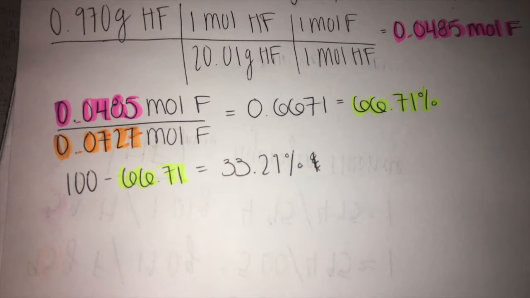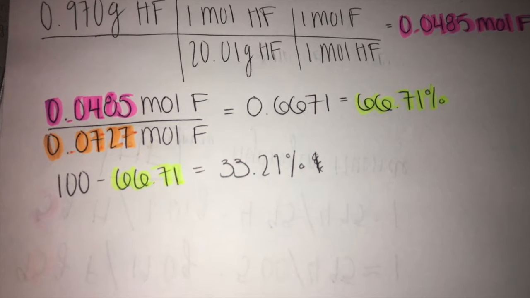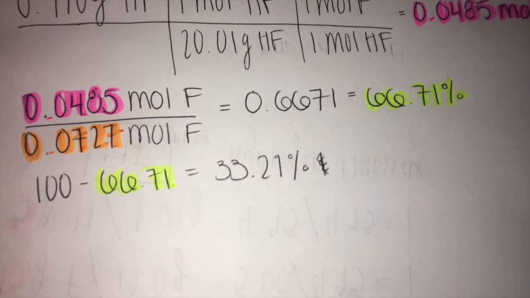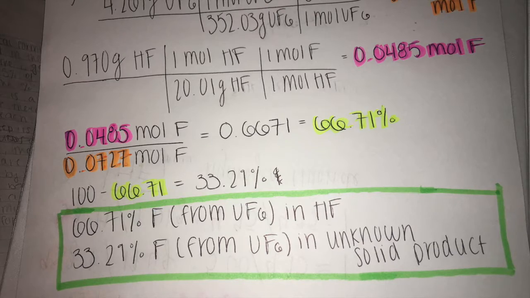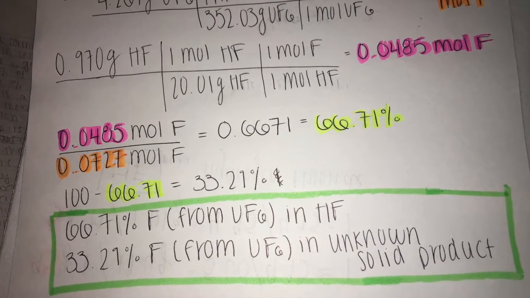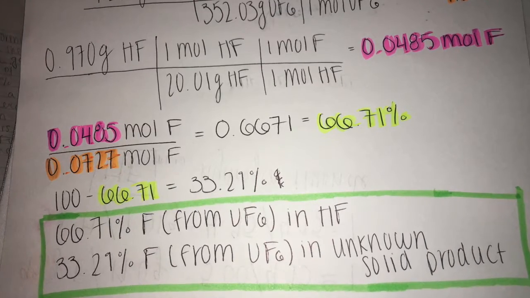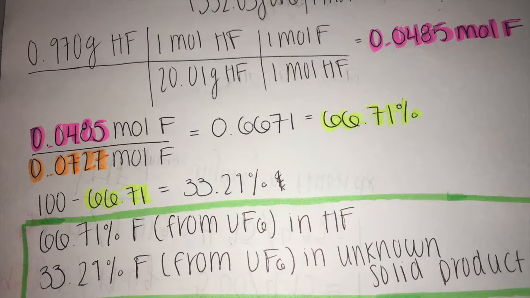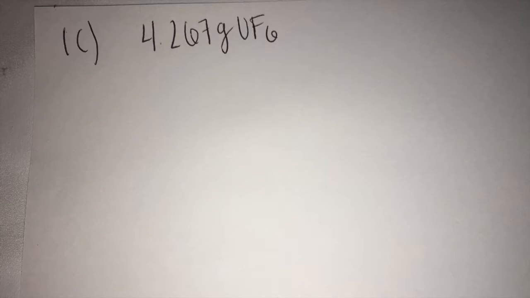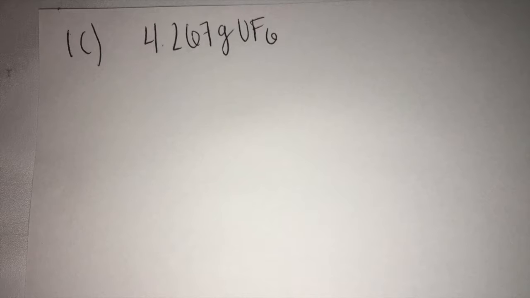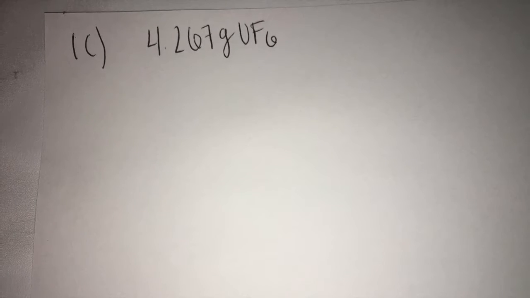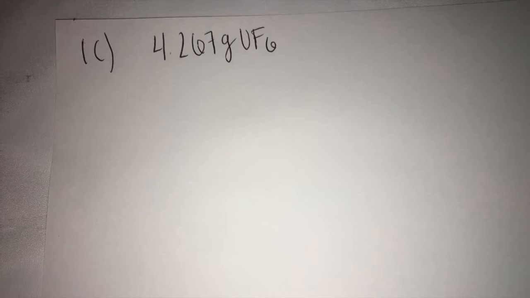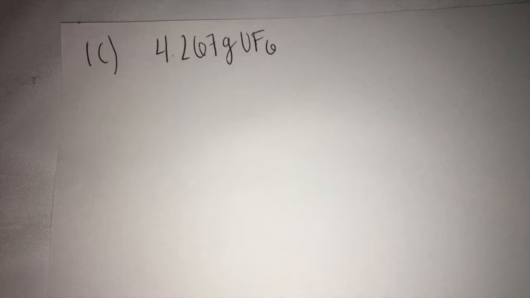To find the percent fluorine in the unknown solid compound, subtract 66.71 from 100. You will get 33.29. Our final answer for part B is 66.71% fluorine in hydrogen fluoride and 33.29% fluorine in the unknown solid product. Part C of this problem asks us to find the formula of the solid product. To do this, we want to find the number of moles of each element present in the compound. We are given that the compound is composed of uranium, oxygen, and fluorine.